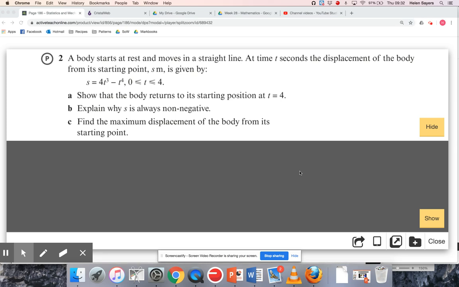Okay, we're looking at exercise 11C from the first year mechanics textbook. So question 2, we're given an expression for the displacement, and the displacement is in terms of time, and we're told that time is only ever between 0 and 4 seconds. So show the body returns to its starting position at t is 4.